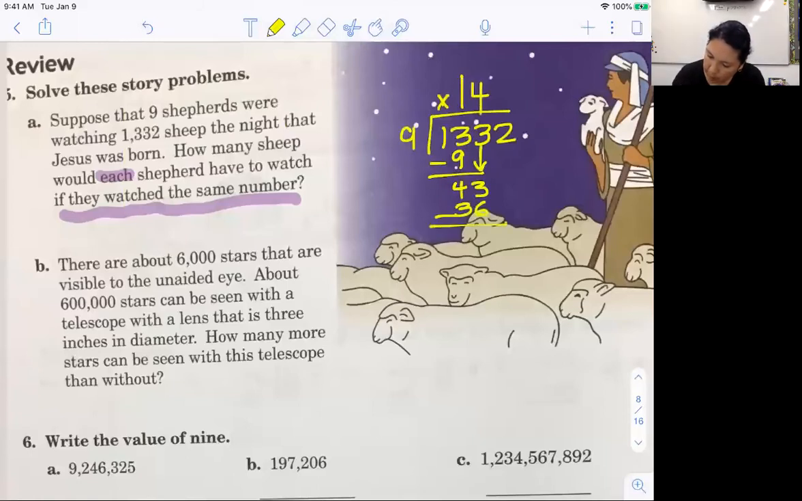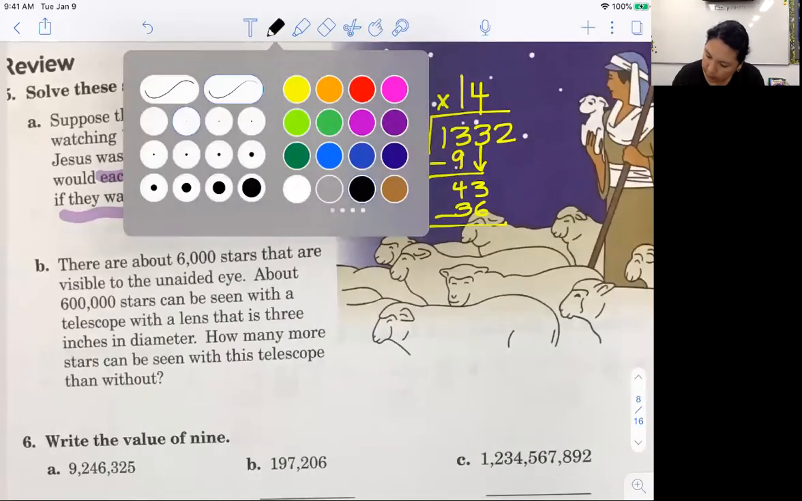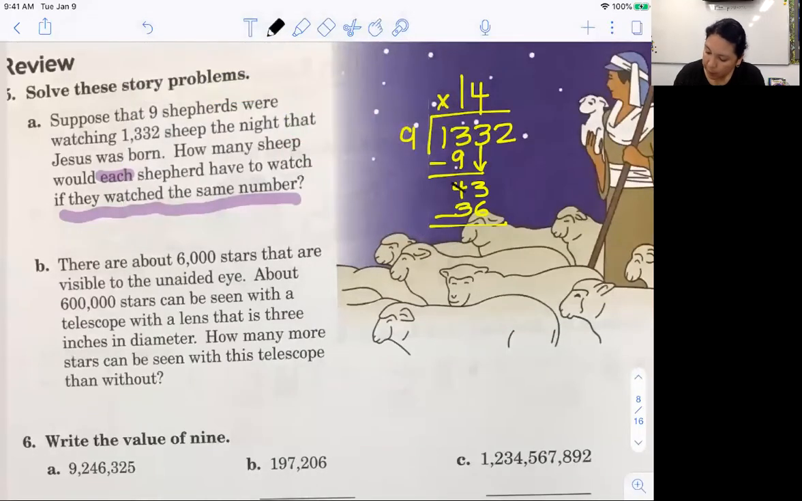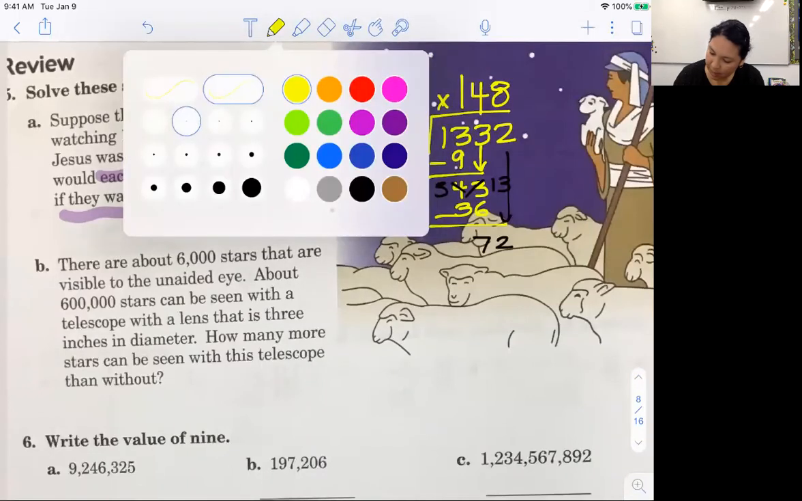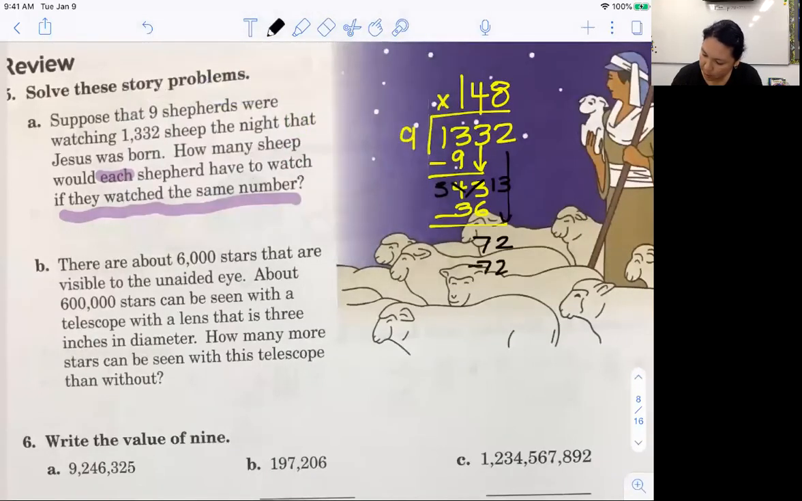When I subtract, I'm going to switch over to black because now it's getting kind of on the sheep here. I'm going to have to borrow. 13 minus 6 is 7. Bring down my 2, so I've got 72 down there. How many 9s can go into 72? Oh, exactly 8, right? So 9 times 8 is 72. Subtract, I get 0. So how many sheep will each shepherd have to watch? 148 sheep. That is my answer.